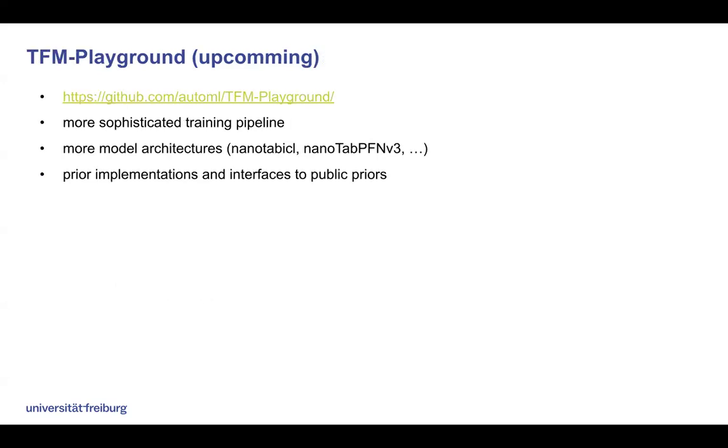Now, my last point is the TFM Playground. That's another repository we made. It also lives under AutoML, and this is essentially an extension of nanoTabPFN. There we have a more sophisticated training pipeline with some more features, and we are planning to build this out with more tabular foundation model architectures. We have a branch right now in development for adding nanoTabICL. We are also planning to add nanoTabPFN v3 and probably others, like some nano version of TabDPT as well.